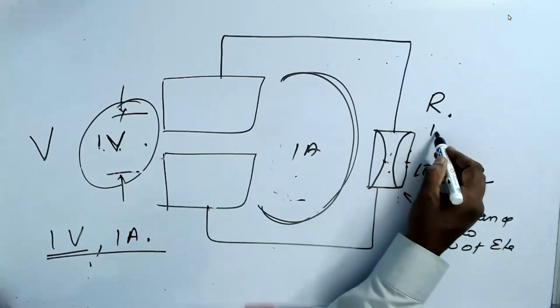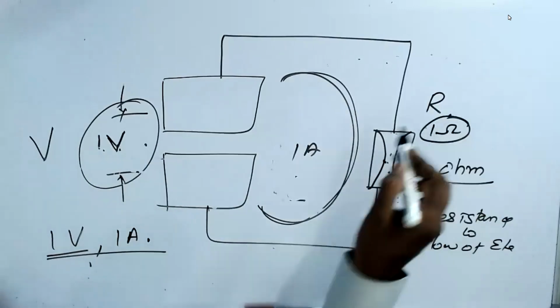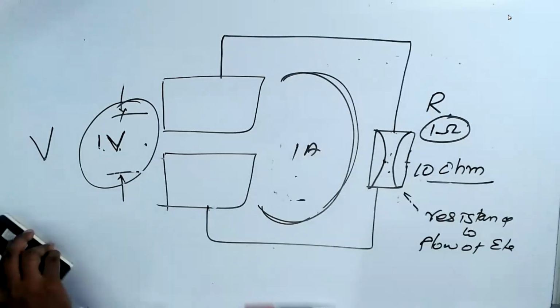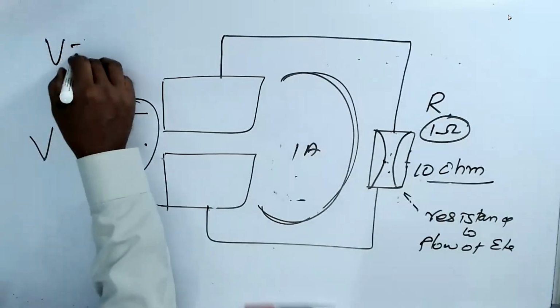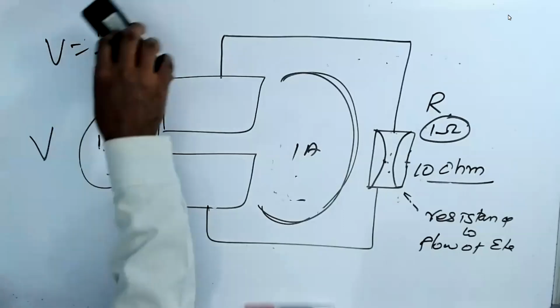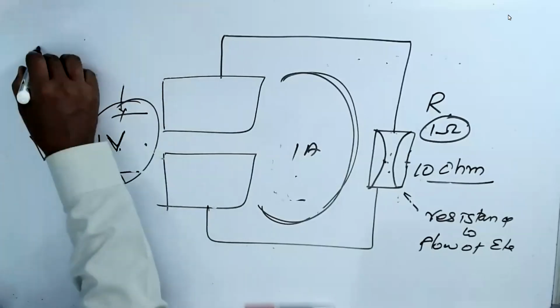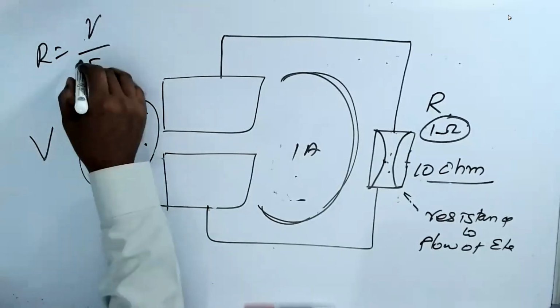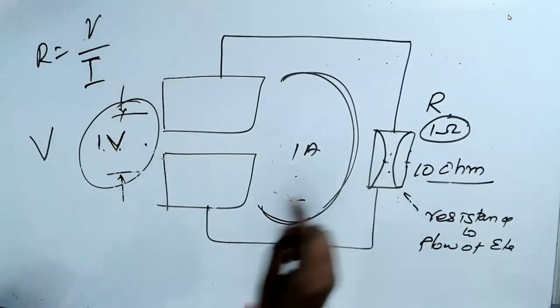Please understand how they came to the resistance. Normally, in college, everywhere we have been taught like this: V is equal to IR. Am I right? It's not true. Originally, it was invented like this: R is equal to V by I. That's the way they found out R.